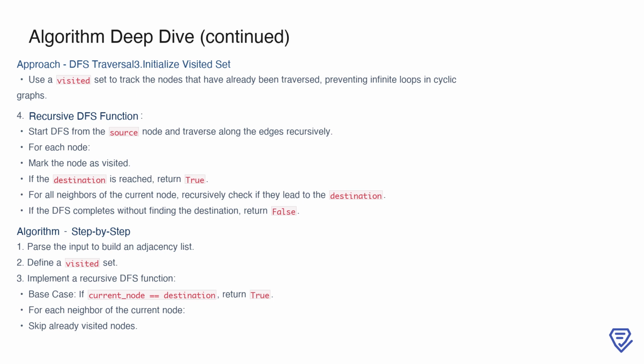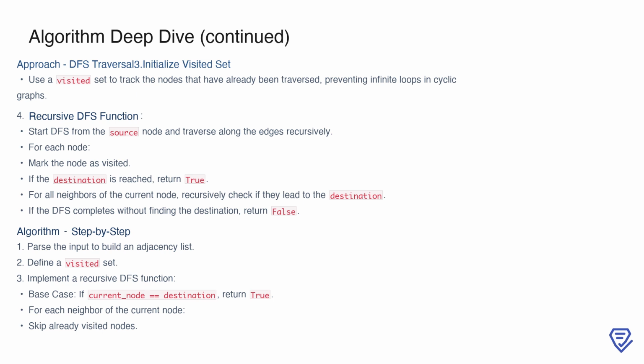Starting from the source node, we recursively traverse its neighbors. For each node, we mark it as visited. If we encounter the destination node during this process, we immediately return true. Otherwise, we explore all unvisited neighbors of the current node. If none of the neighbors lead to the destination, the function eventually returns false. The base case for the recursion is simple: if the current node is the destination, we stop the recursion and return true. During the traversal, we also ensure that nodes already in the visited set are skipped to prevent redundant processing.